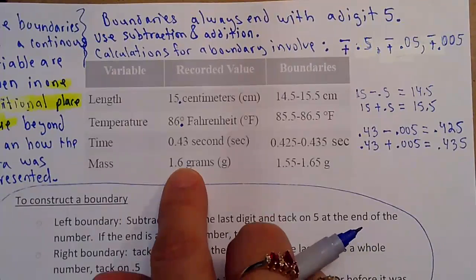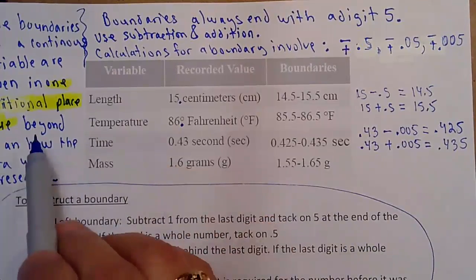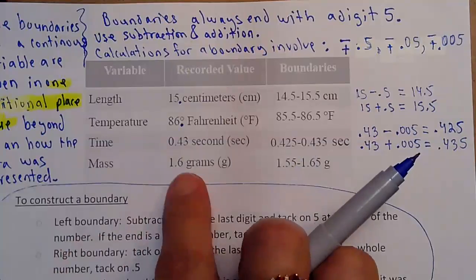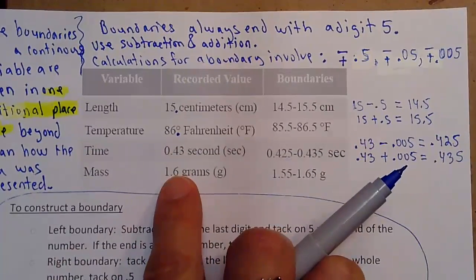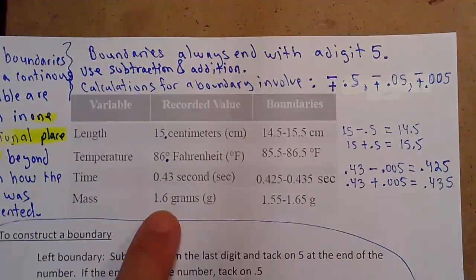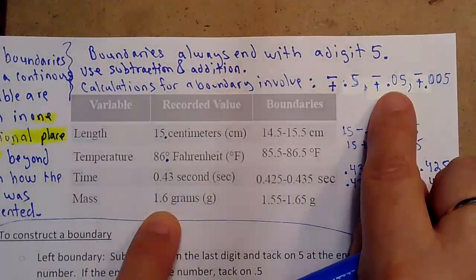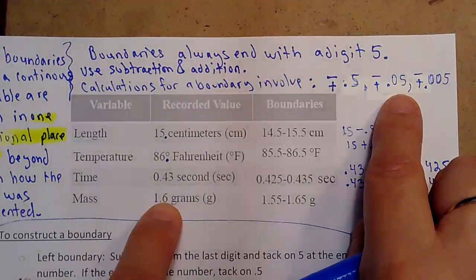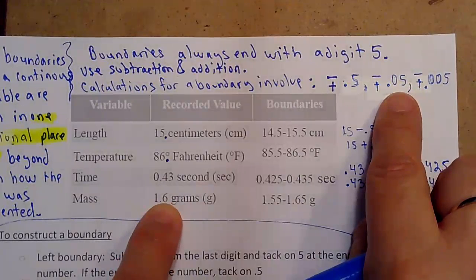And then this one is 1.6, 1 and 6/10. This is in the tenths place. So one decimal place beyond tenths is two decimal places, so that's hundredths. For this problem, you want to make use of 0.05, one decimal place beyond that.